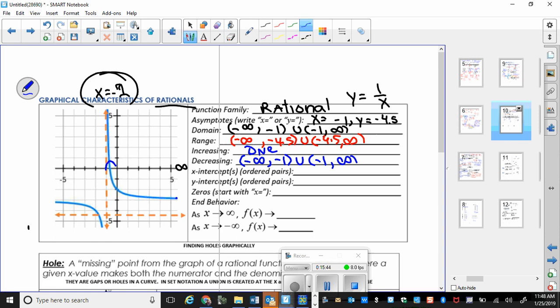I have an x-intercept right here, and it looks like x equals -0.7, right? But when we're writing x-intercepts, we write the coordinate, (-0.7, 0). The y-intercept is right here at (0, -2). So I write (0, -2).